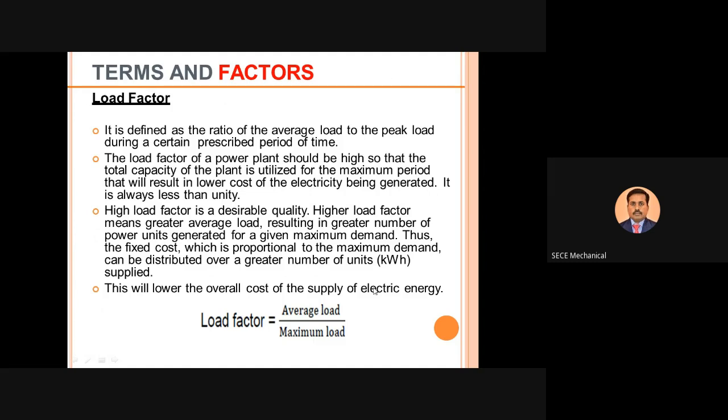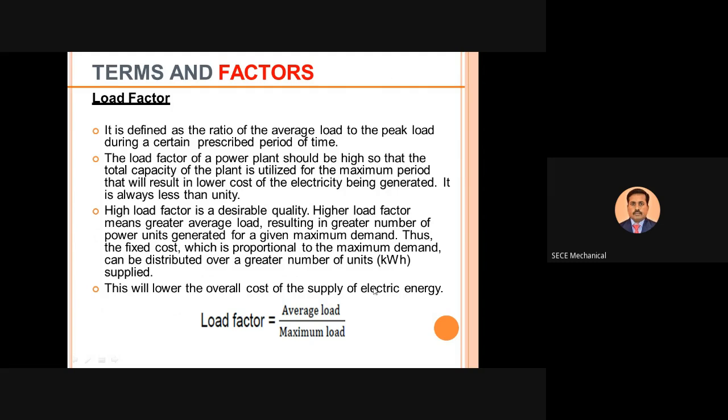Next factor is load factor. Load factor is defined as the ratio of average load to the peak load. So you know what is meant by average load in a particular time interval. Based upon the consumer usage, you can tell what the average load will be.